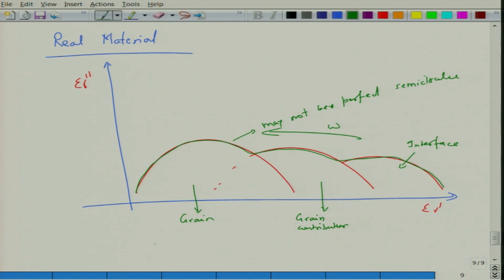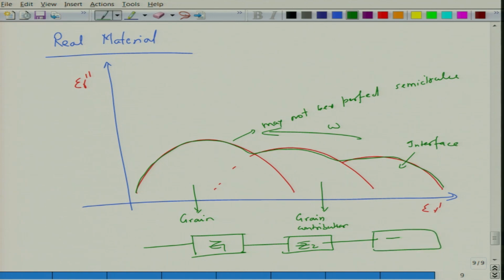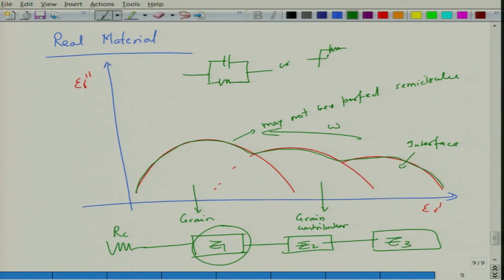So, it is possible that you have one impedance for this system, another impedance for this system, another impedance for this system, and then you also have to take care of contact resistances in the system, RC, and this Z may be like this, or it could be a series of something like this. There are various possible circuits depending upon the nature of defects. As a result, this is far more complicated.